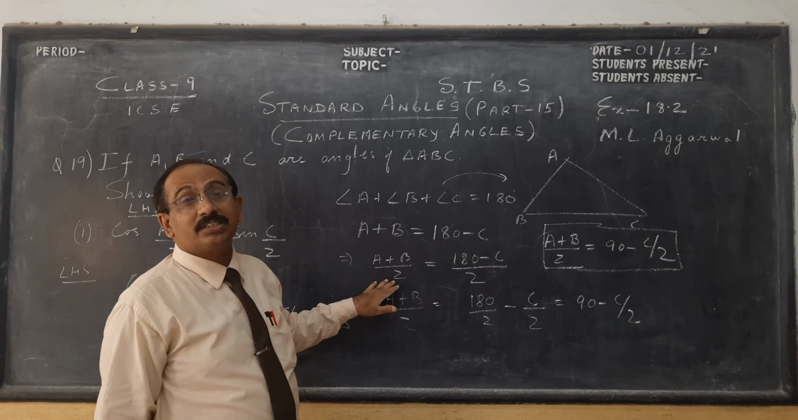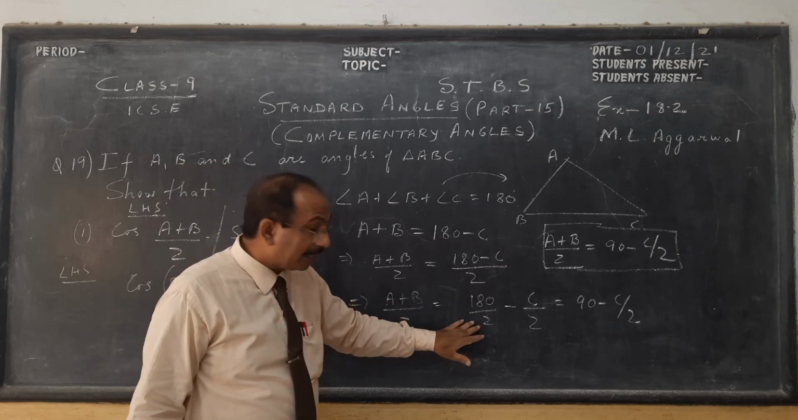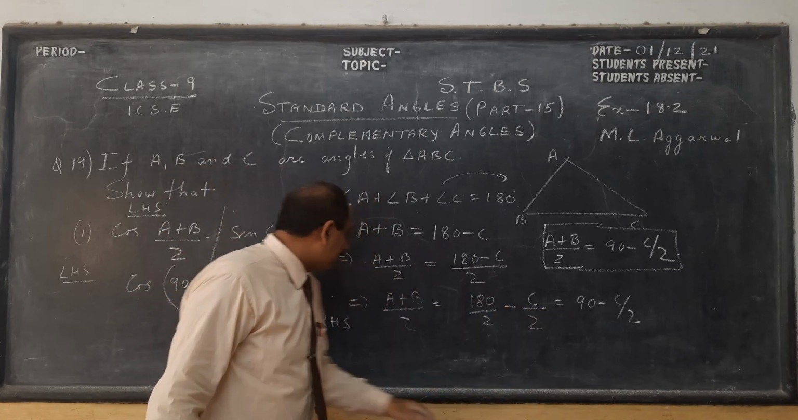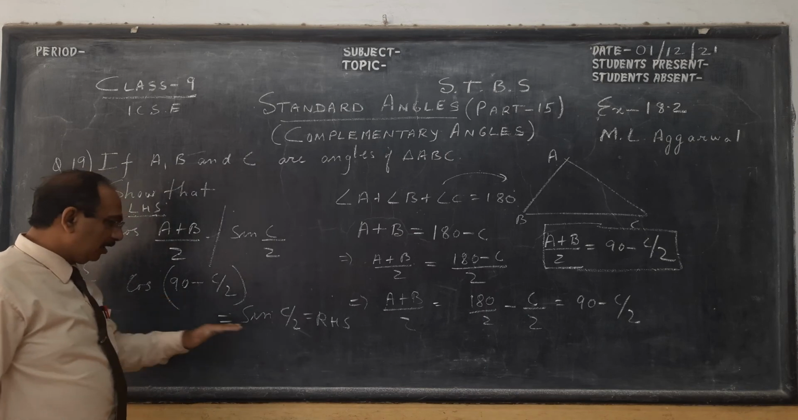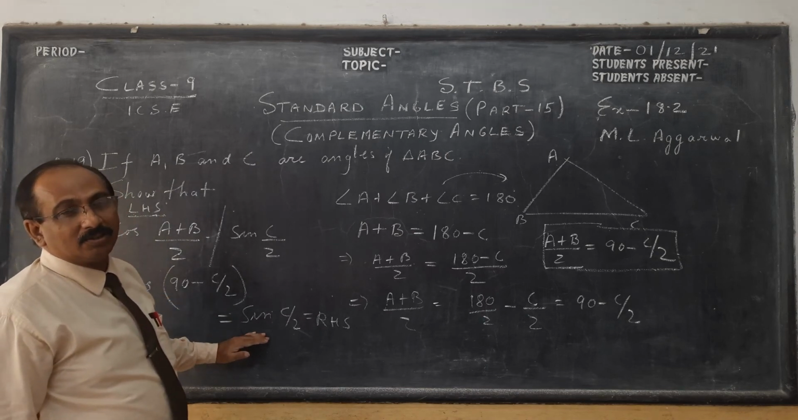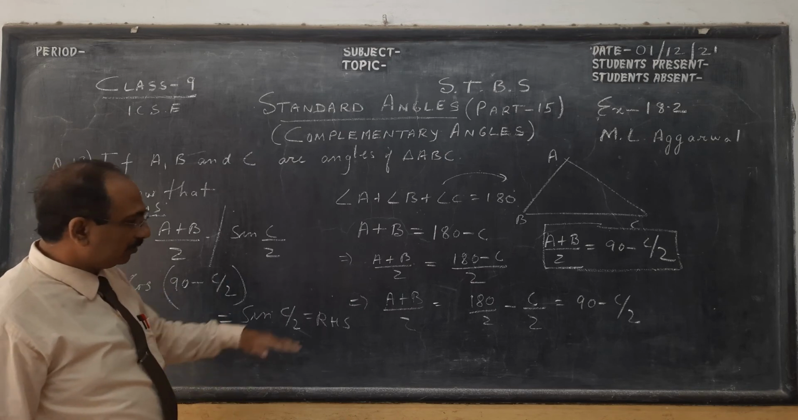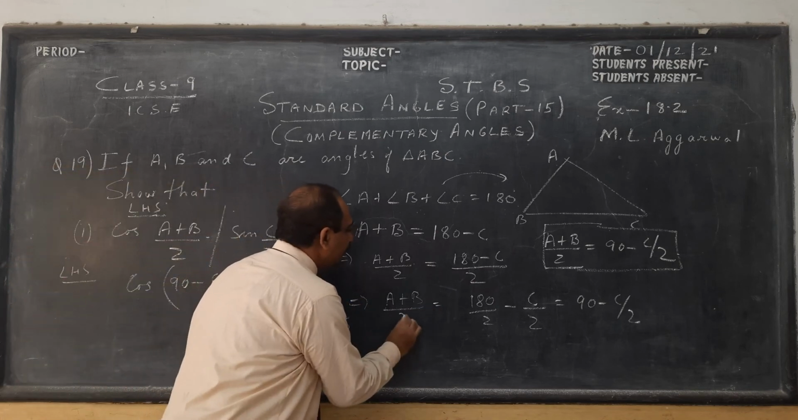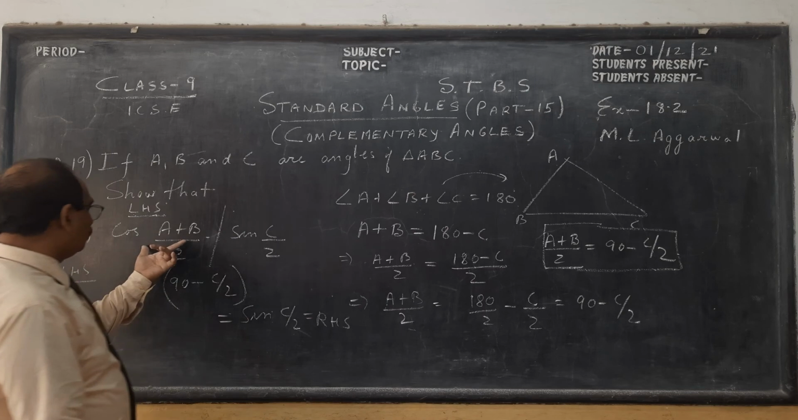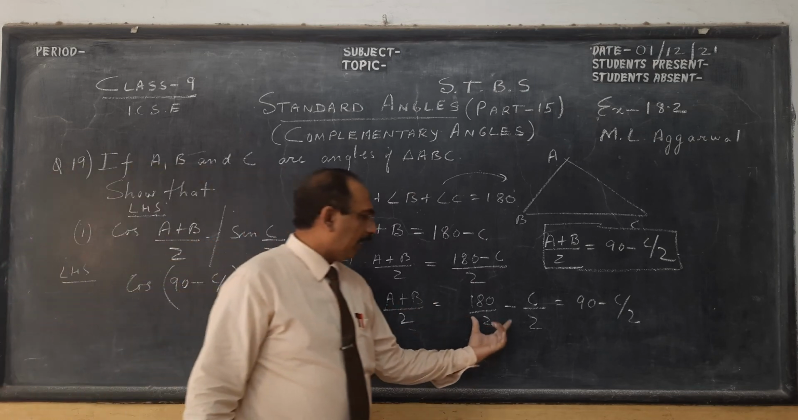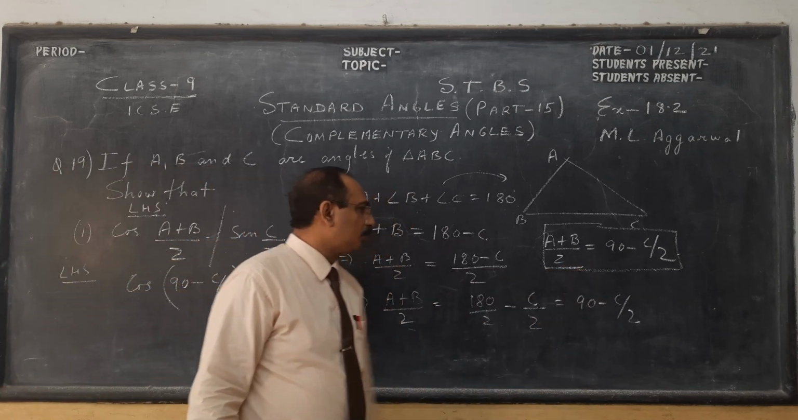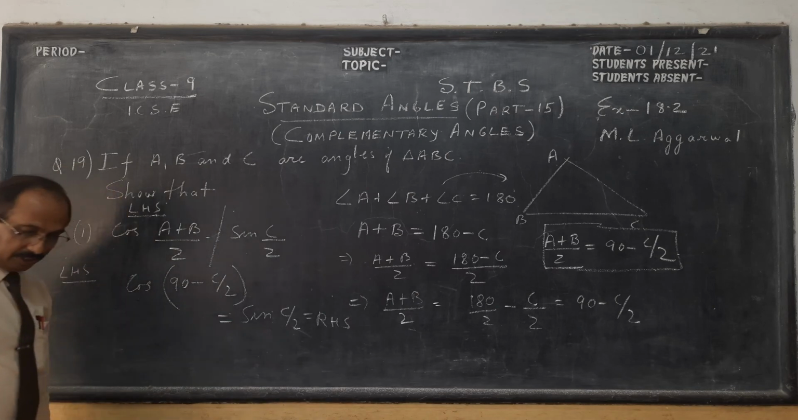Divide by 2. You will say, sir, why divide by 2? I want to get 90 here, because this 90 minus C by 2 gives me another complementary angle. Cos gives sine, sine gives cos. So we divide it by 2. This side is A plus B by 2, and this side we get 90 minus C by 2. So kindly pause the video and copy.